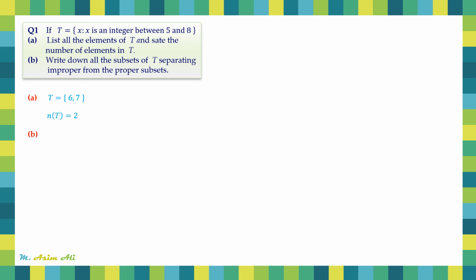Part B, we have to write all the proper and improper subsets of the set T. As we know, the empty set and the set itself are always the improper subsets of any set, so we will write these two as the subsets of the set T: first the empty set and then the full set T itself. So these are the two improper subsets of T, and next we will write the proper subsets of T. Missing any one element, we can write the proper subsets of T. So the set with only element 6 and the set with only element 7 are the proper subsets of the set T.